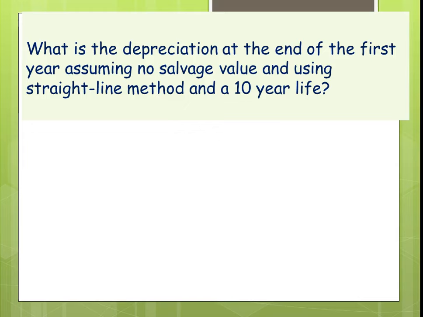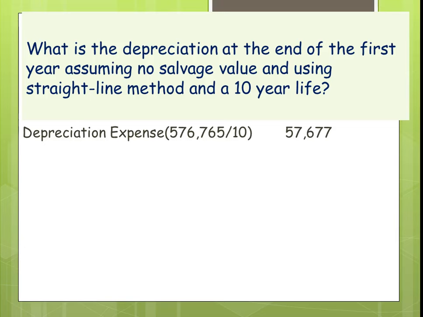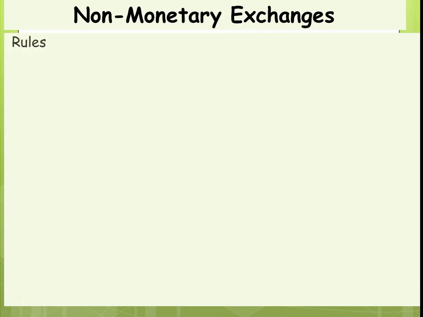Now, what does our journal entry look like for our depreciation? It would be depreciation expense. We take the $576,765 divided by 10, and we would book accumulated depreciation.